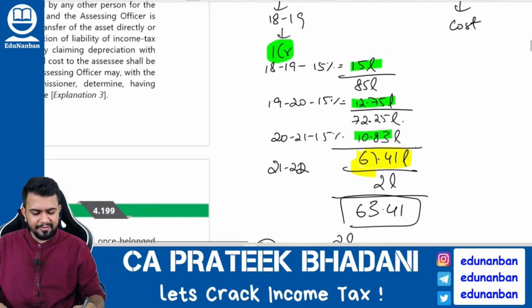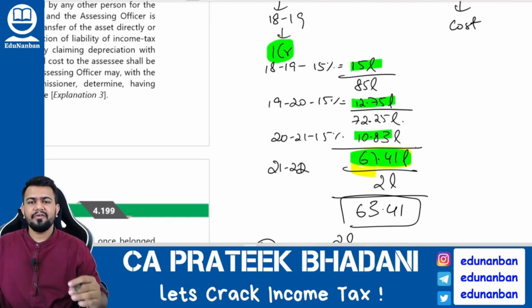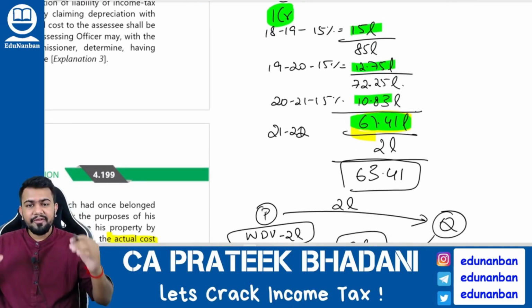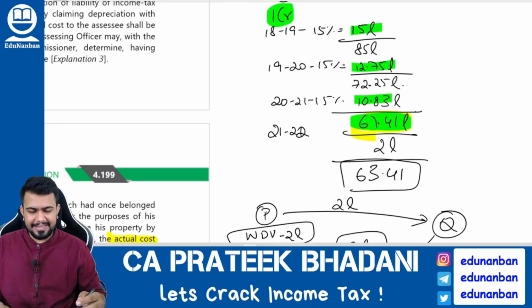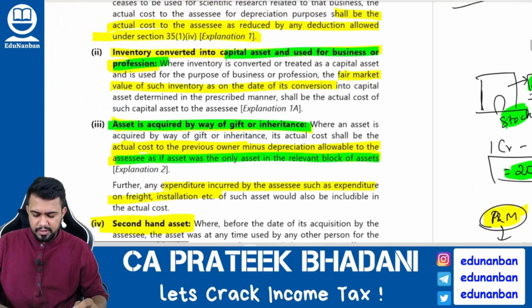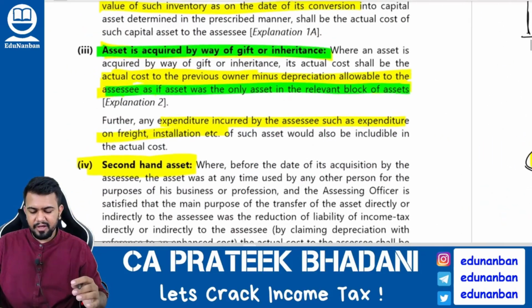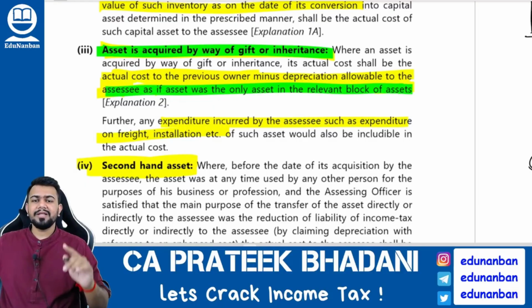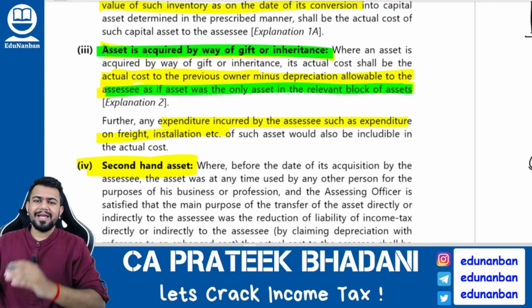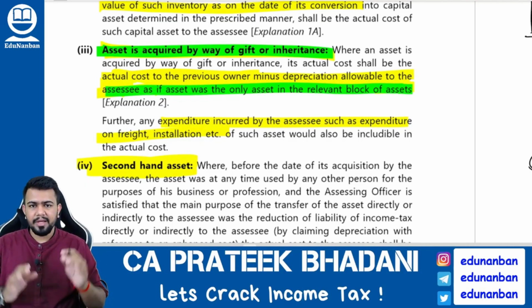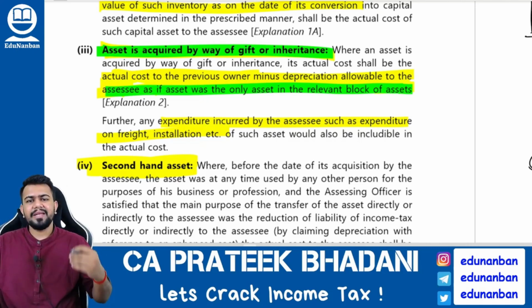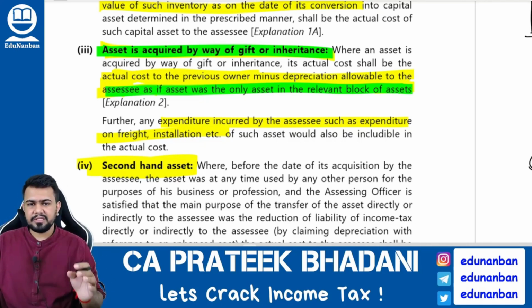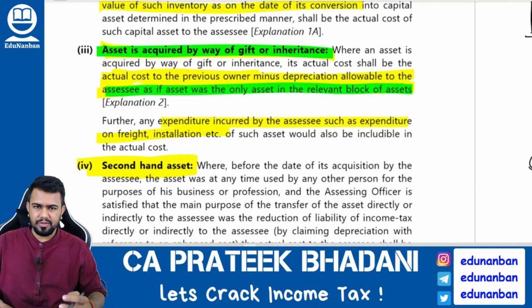Then after that whatever value you get will be the cost of the capital asset. However, if you are also incurring any expenditure, let's say for freight or installation, for example 2 lakhs, then that also should be included in the cost. So if you are receiving any asset by way of gift or inheritance, then the cost is the cost of the previous owner minus the depreciation that would have been allowed. And also if an assessee is spending his own money for freight or installation etc., then he can add it to the cost.